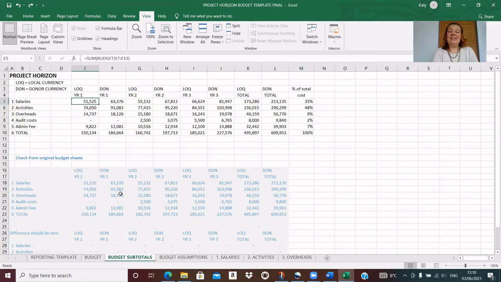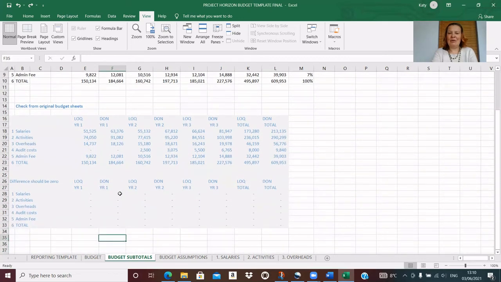And the reason I've done this is just as a confidence check that everything in the template is working right and pulling through correctly. Because if I'm pulling the numbers from two sources and the difference is 0, then I'm happy that the template is working as it's supposed to.